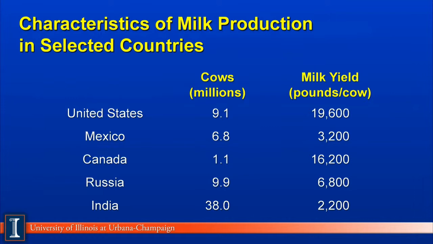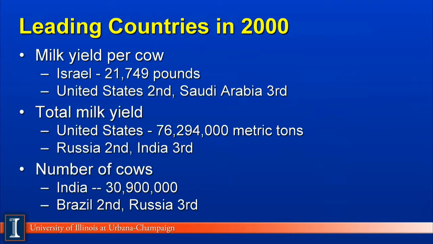We then can look at Russia, which has as many cows as the United States, but very low milk production per cow. And India, of course, has lots of cows and water buffalo, but very low milk production. So you can see every country has different characteristics and aspects to the dairy performance program.